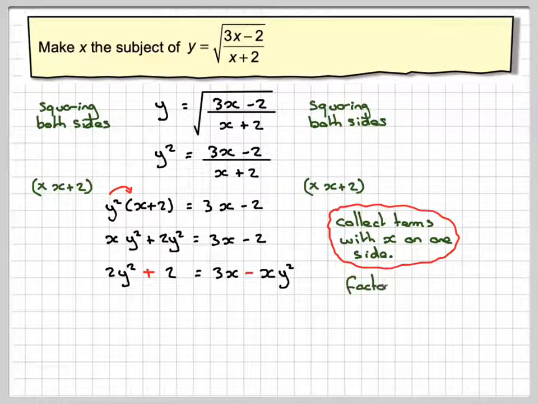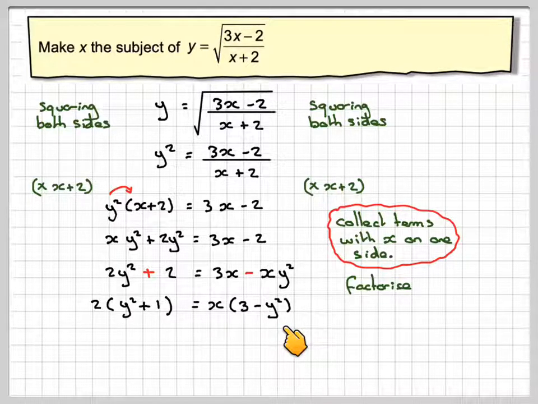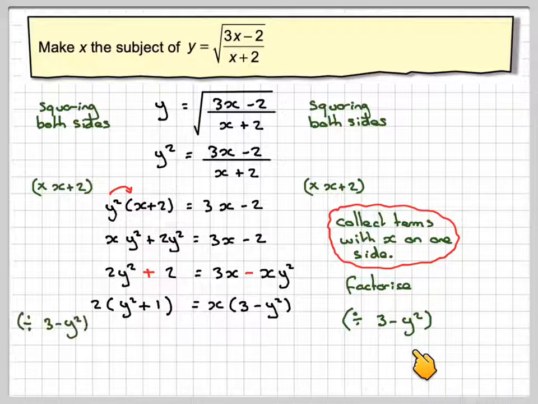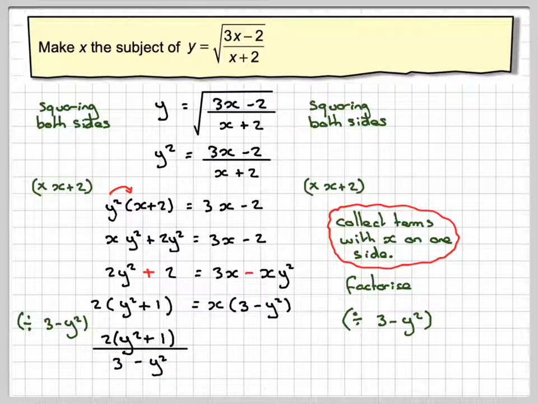Now, the reason for doing that is we now have a common factor here, so we can now factorize the right-hand side. And then if we do this one as well, there is a common factor of 2. So it's 2 brackets y squared plus 1. And on this side, we've got x brackets 3 minus y squared. And then all we need to do now is divide by 3 minus y squared on both sides. So we're going to have that 2y squared plus 1 divided by 3 minus y squared is equal to x.